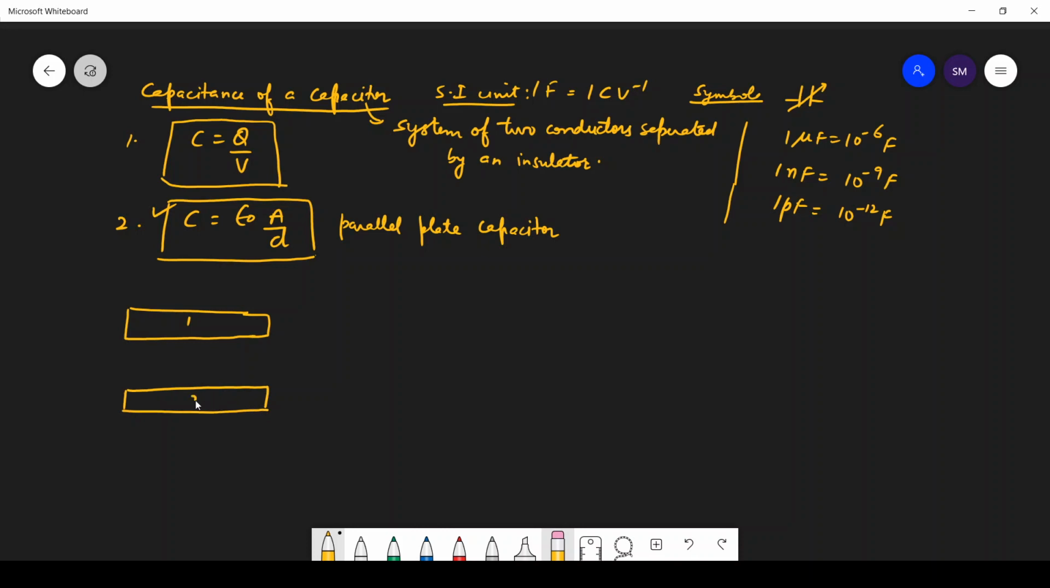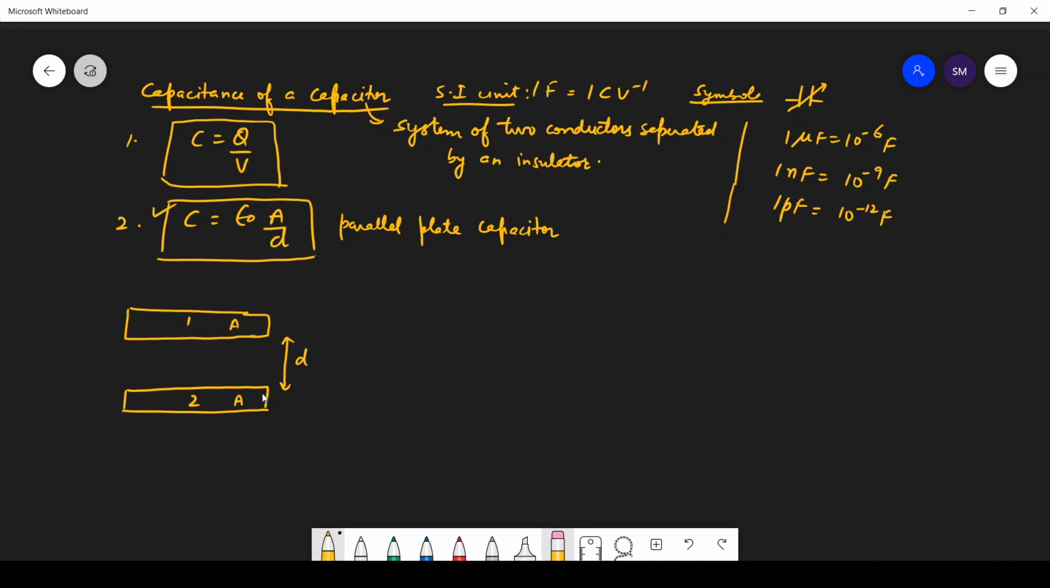So suppose this is plate 1 and this is plate 2, and these plates are separated by a distance. This small distance, this diagram is not as per the scale, so they are separated by a very small distance. And first of all, we are not taking any medium, so it's vacuum in between the plates, and A is the area of each plate. So this plate has area A and this plate also has area A.